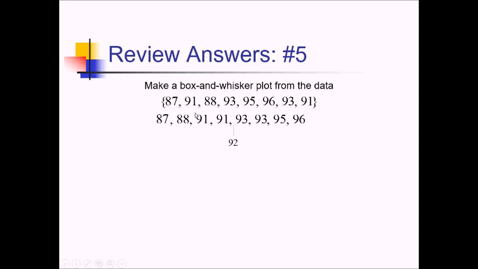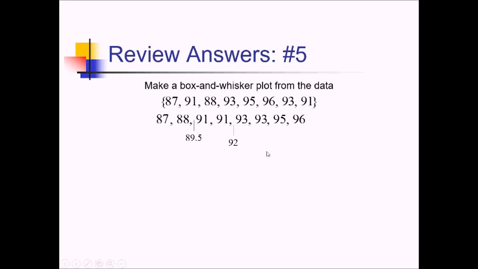So for the lower half, that's these 4 numbers from 87 to 91. There's 2 middle numbers for that set. So we need to average 88 and 91 together. And let's see, if you do that, that's going to come out to, I believe, 89.5. It's basically halfway between 88 and 91.